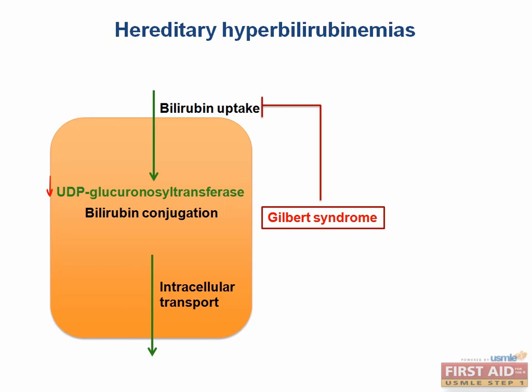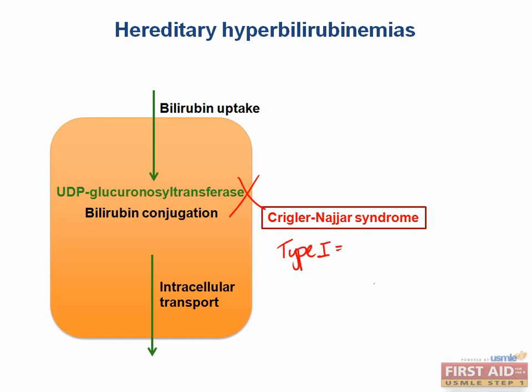Crigler-Najjar type 1, like Gilbert, involves the same UDP glucuronyltransferase enzyme. Except in type 1 Crigler-Najjar, the enzyme is completely absent. In this situation, bilirubin cannot be conjugated whatsoever, and this is fatal. The disease presents early in life, and jaundice and kernicterus develop.